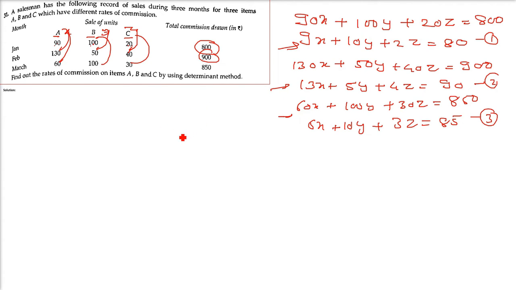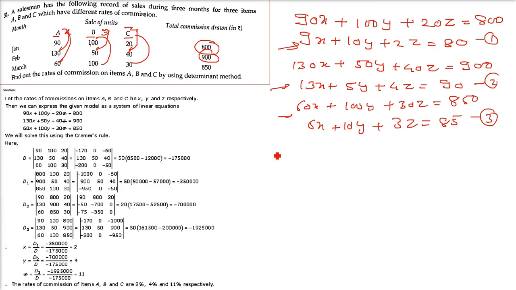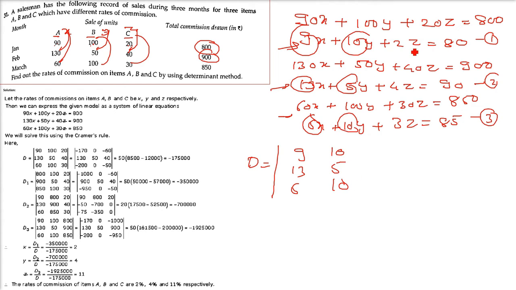Now let me write the determinant. Actually, the basic idea is to make the equations. Other things you know, the Cramer's rule. So the determinant will be 9, 13, 6; 10, 5, 10; 5, 10 and 2, 4, 3. So you just have to solve this. It is going to come as negative 175.